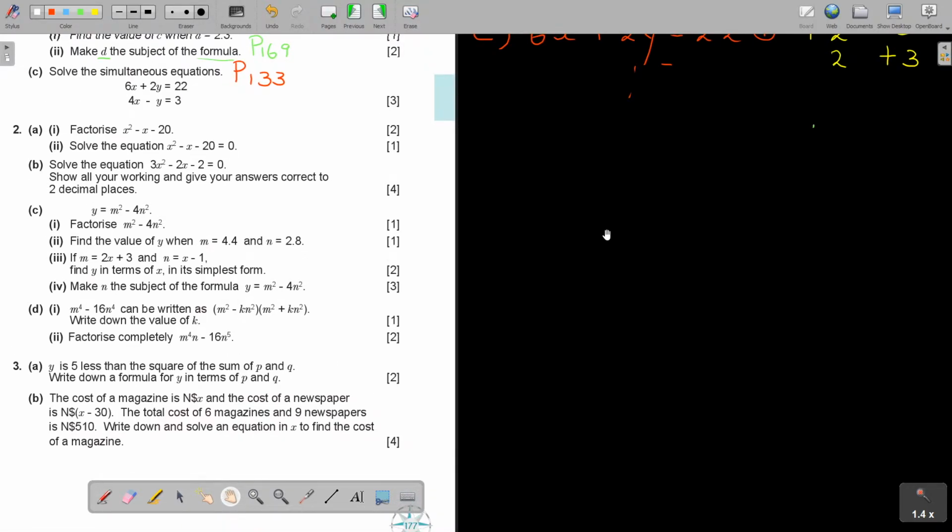Now in this one, I want you to notice that this is an expression. They like to start with an expression and then they make it an equation. But then they want you to use this method to solve this equation.